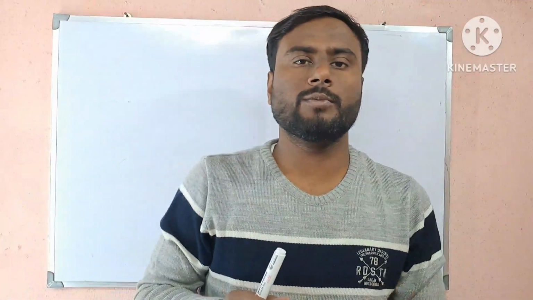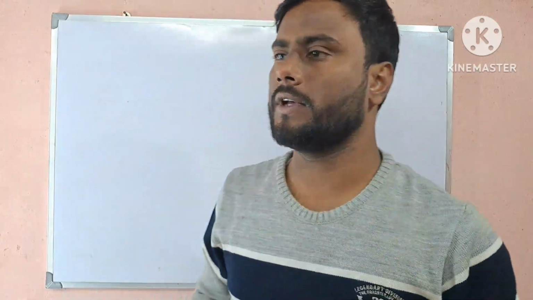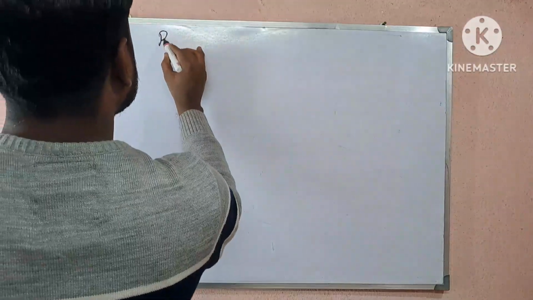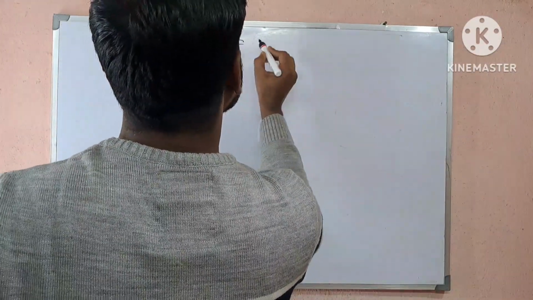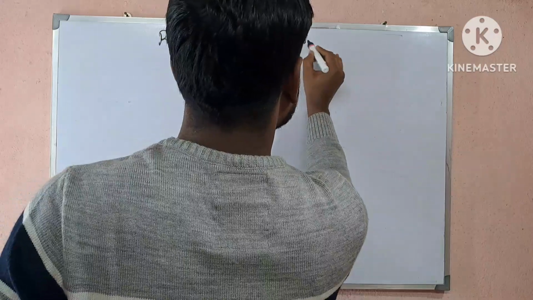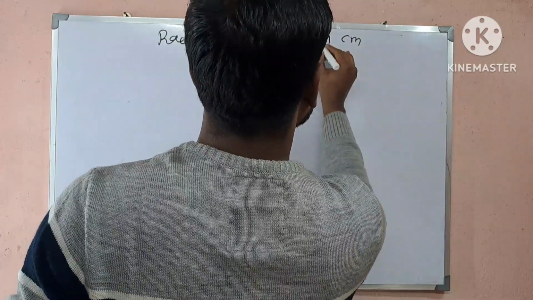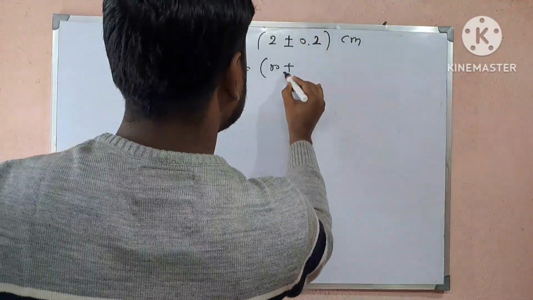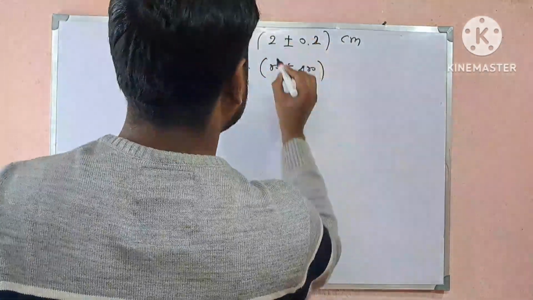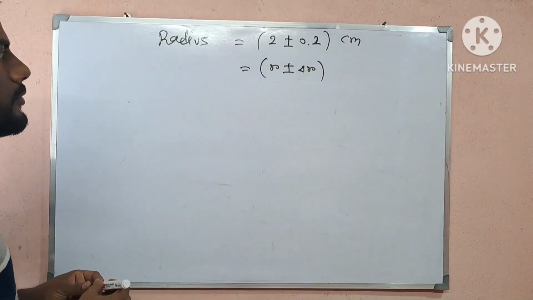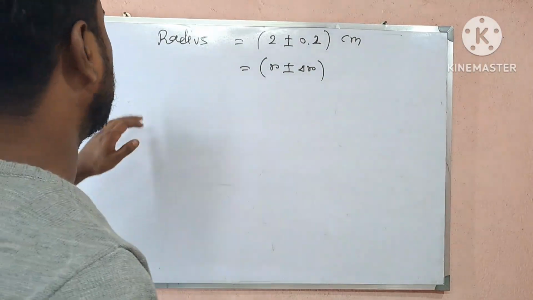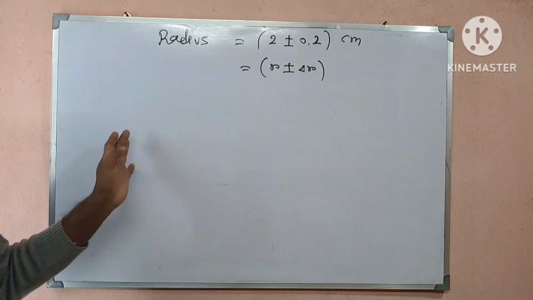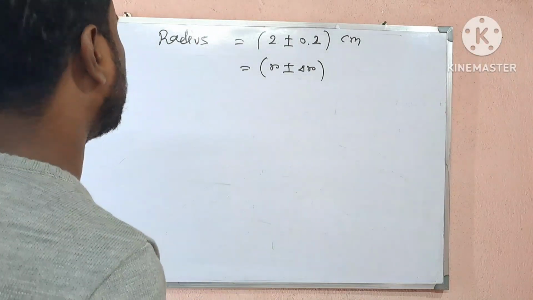Now for solving numericals, you have to remember a few things. Just imagine the radius of a sphere is given as 2 plus minus 0.2 centimeter. So we can write it as R plus minus delta R, where R is the actual value of radius, which is 2, and the error in the calculation of radius is 0.2. Now the question is, find the percentage error in the calculation of its volume.